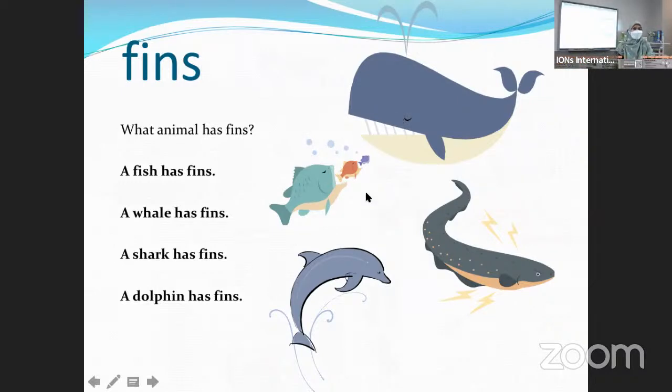And this one is a dolphin. This one is a whale. How about this one? This is a fish as well. And can you guess another animal that has fins? How about a turtle, miss? A turtle has no fins. They have legs, four legs.